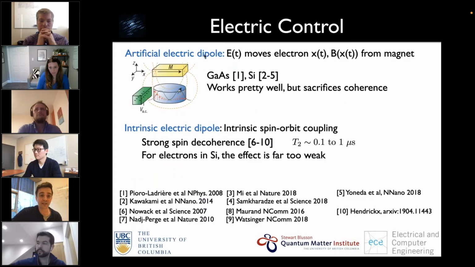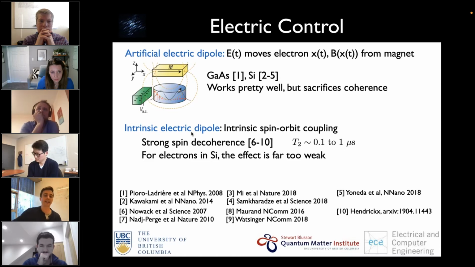So just reviewing the two ways in which this electric control that would enable long range coupling can be achieved. The first is building an artificial electric dipole. So you take a nanoscale or micron scale magnet, you put it near a qubit, and then you induce a motion of the electron. Because the magnetic field produced by this magnet is inhomogeneous, the electron feels a time-varying magnetic field that can drive it. This was first demonstrated in gallium arsenide, later in silicon, and it works pretty well, but it definitely sacrifices coherence.